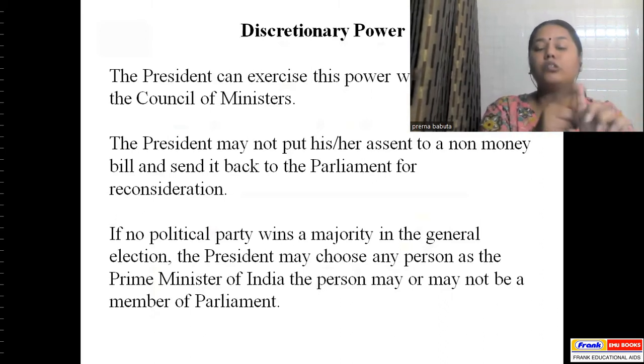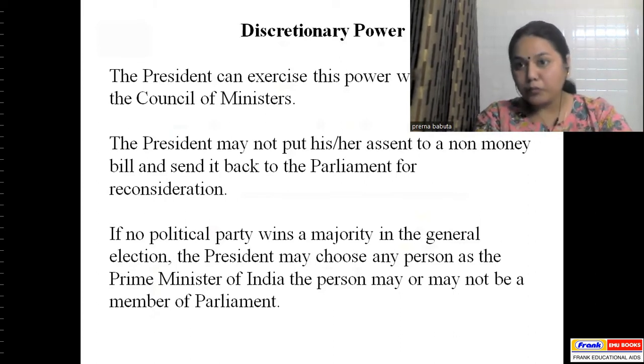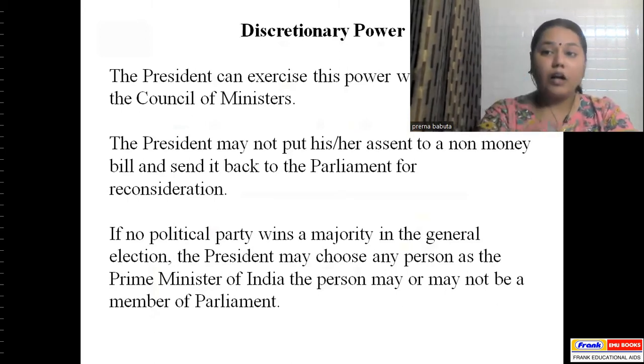But what are the situations? So there's a civil war, or there is an external attack, or let's say, there's some economic problem which is going on. So these are some situations when the president can announce the emergency.